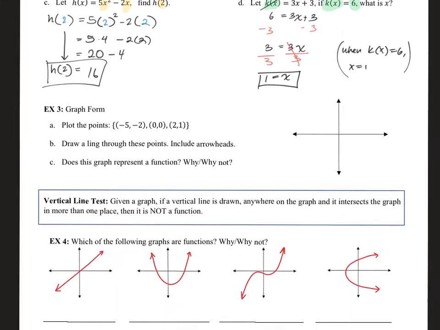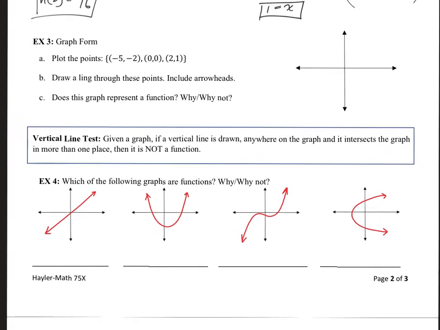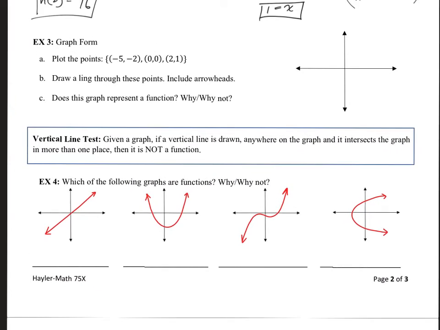Alright, example 3. We're told to graph. Oh, sorry. This is the graph form for functions. So A, plot the points -5, -2, 0, 0, and 2, 1. Well, since I don't have tick marks, I'm going to go ahead and create some of those myself. So let's go ahead and do the negative x values. 1, 2, 3, 4, 5. So this is just a very basic plotting. If you needed to make something very exact, you would be supplied with an actual graph paper.